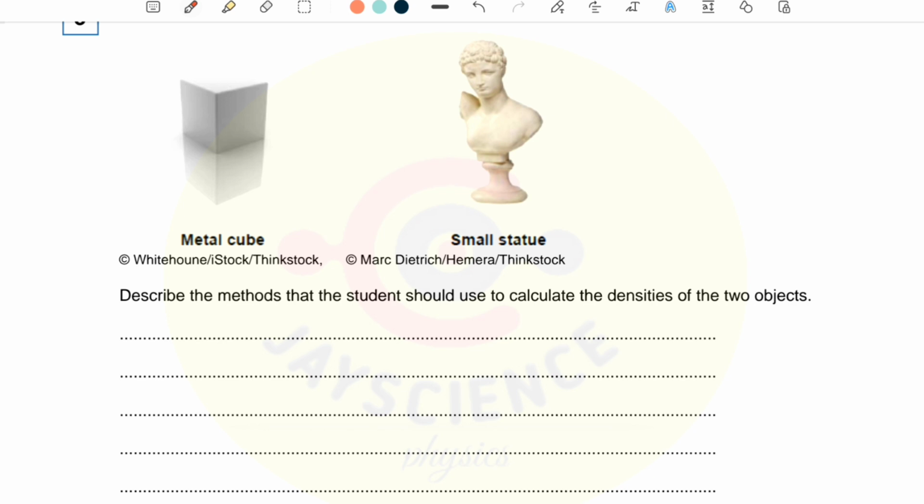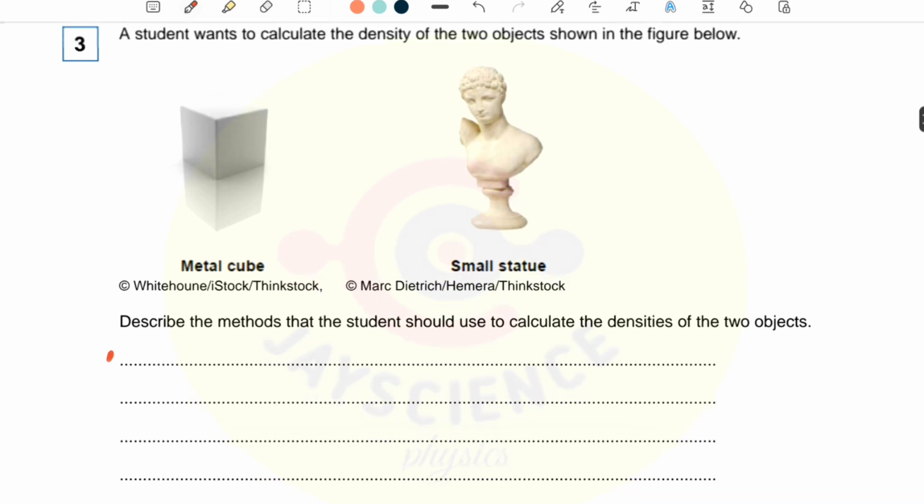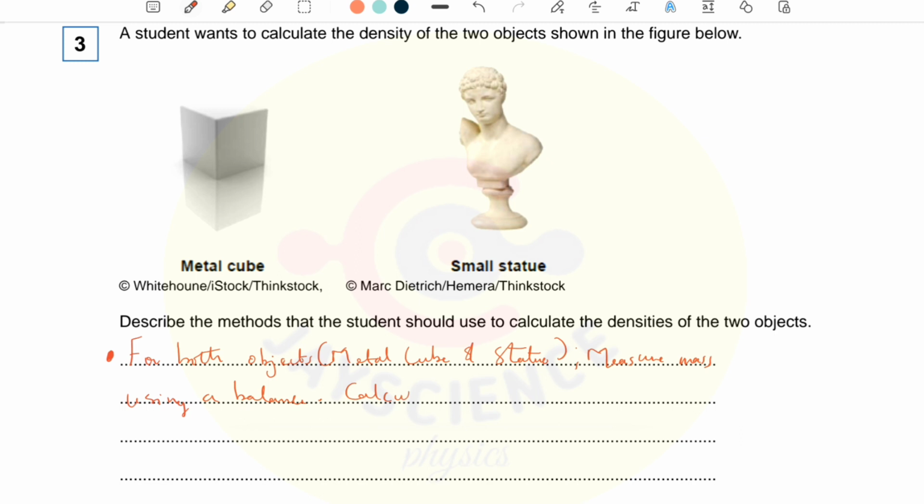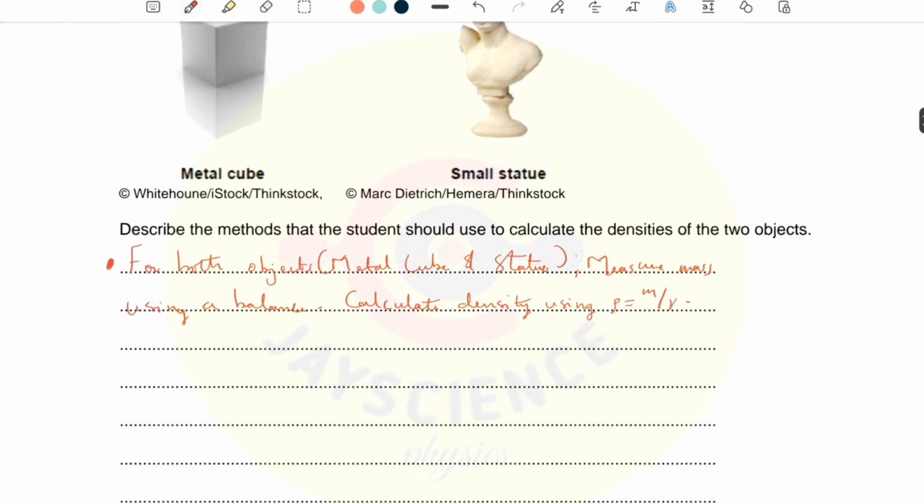Now here we can say that for both objects, that's the metal cube and the small statue right there, all you do is measure mass using a balance, and then go ahead to calculate density using density equals mass over volume. That's on the general term.